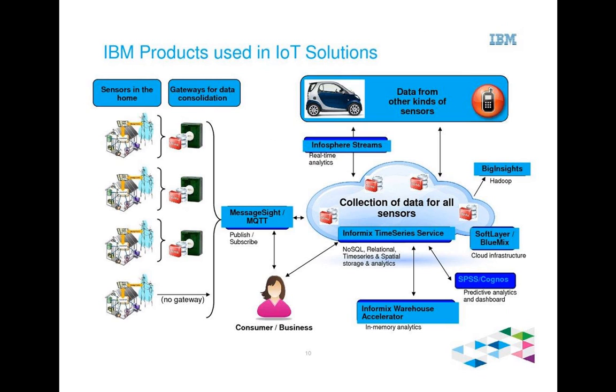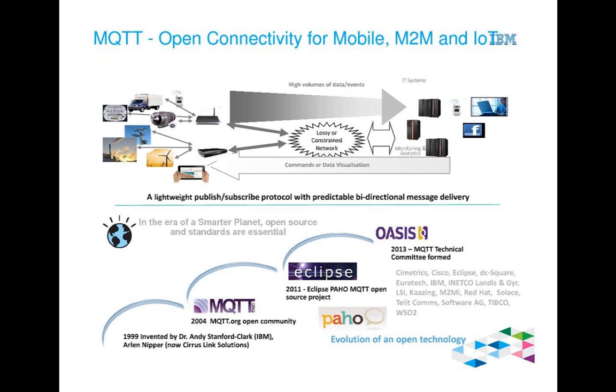I referred to MQTT earlier. So MQTT is the protocol. I would say it's the IoT protocol to connect your devices to wherever you want to. And why do we use MQTT, or why IBM uses MQTT for the IoT solution?